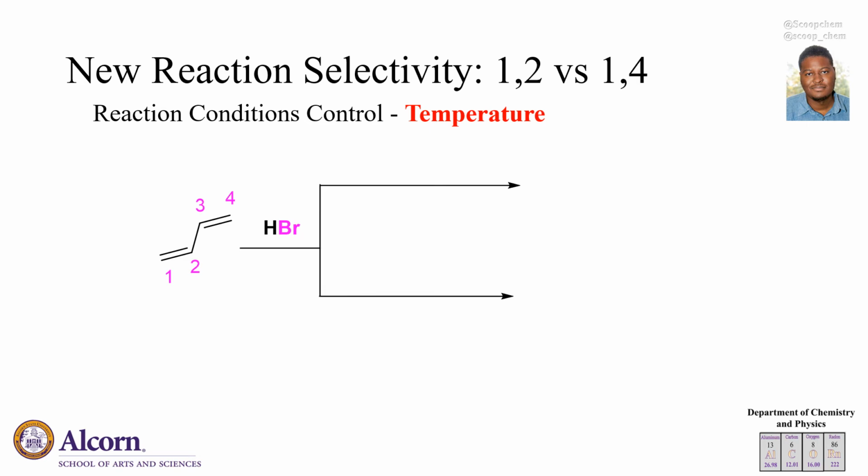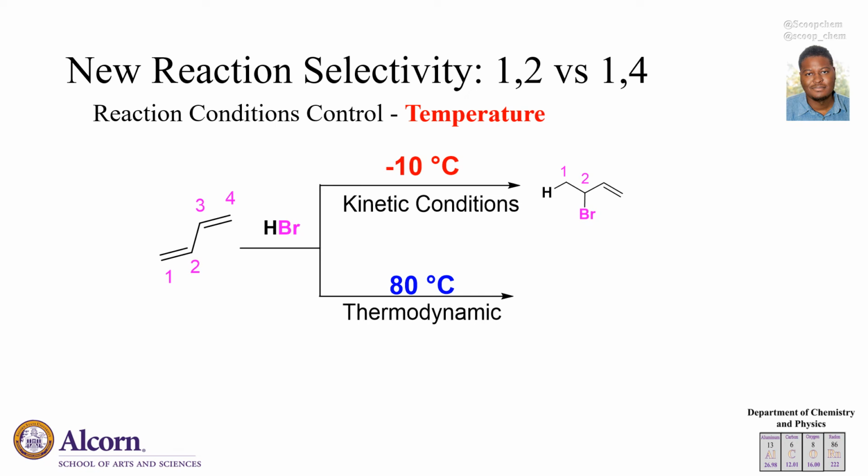My two temperatures are going to be either cold or warm. If I do a negative 10 degrees Celsius reaction, this is known as the kinetic conditions, and this is going to favor the fastest product that can form. In this case, that's going to be the 1,2 product. However, as we described before, if I heat the conditions to about 80 degrees, this is known as the thermodynamic conditions, and this is going to favor the 1,4.